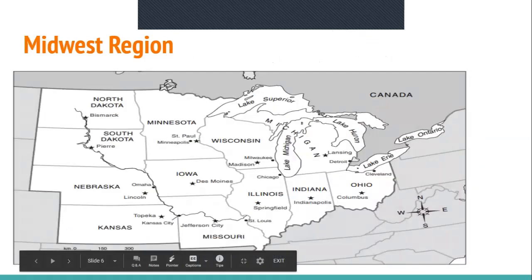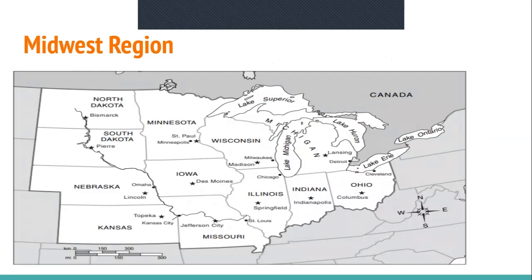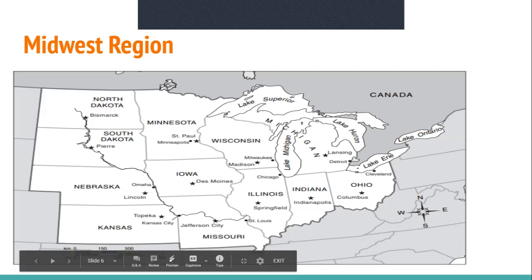Once we get to the Midwest region, we'll be studying North Dakota, South Dakota, Nebraska, Kansas, Minnesota, Iowa, Missouri, Wisconsin, Illinois, Michigan, Indiana, and Ohio. The Midwest states are in close proximity to Canada. However, Canada is another country, so we will not be studying Canada.